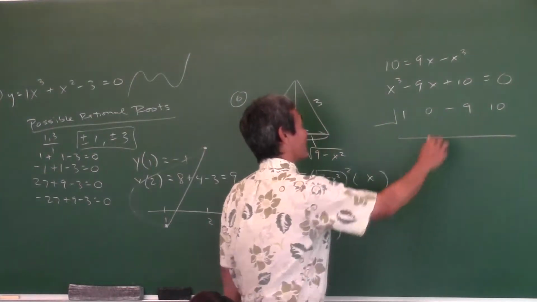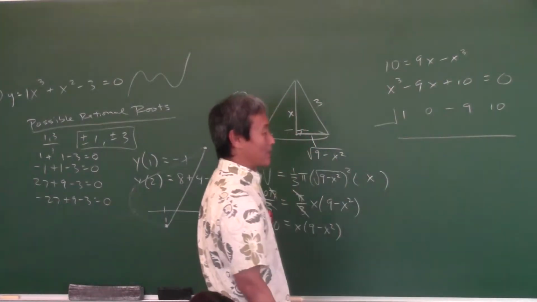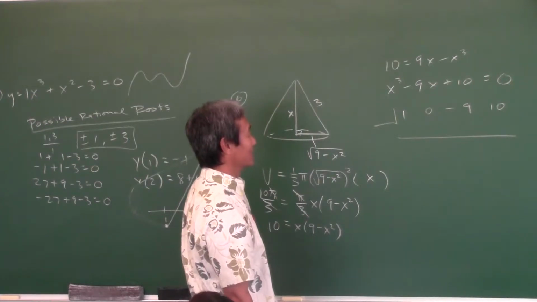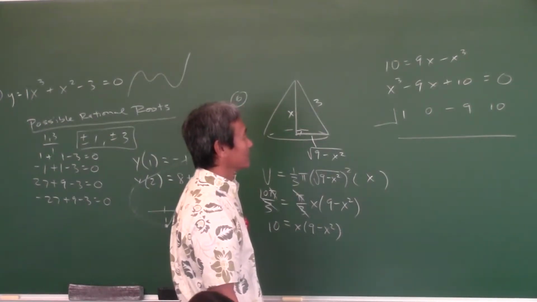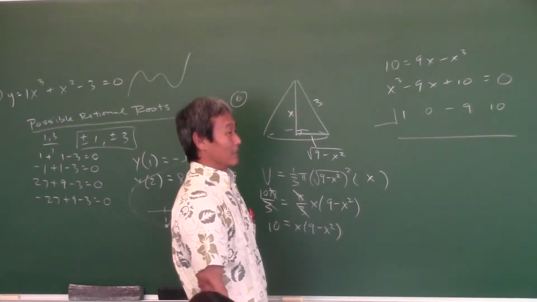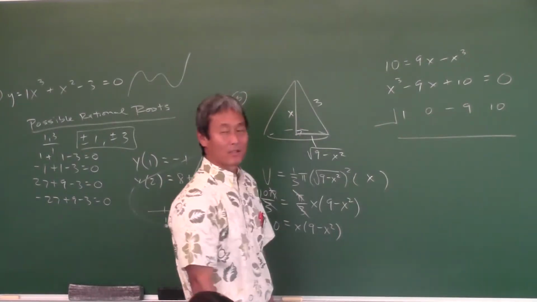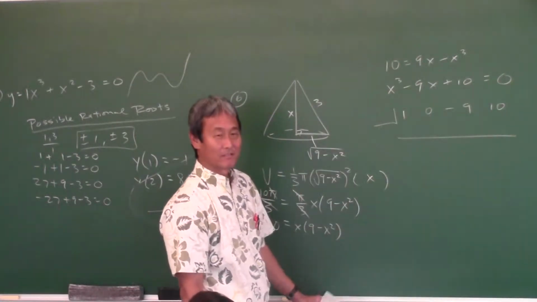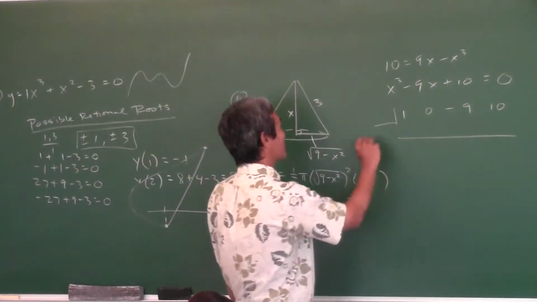Okay, so what should I try? Factors of 10 over factors of 1. So that's plus or minus 1, plus or minus 2, plus or minus 5, plus or minus 10. Where should I start? Rhymes with bun. 1. But can you see 1 doesn't work? Because if you plug in 1, you don't get 0. So the next number I would try is 2.